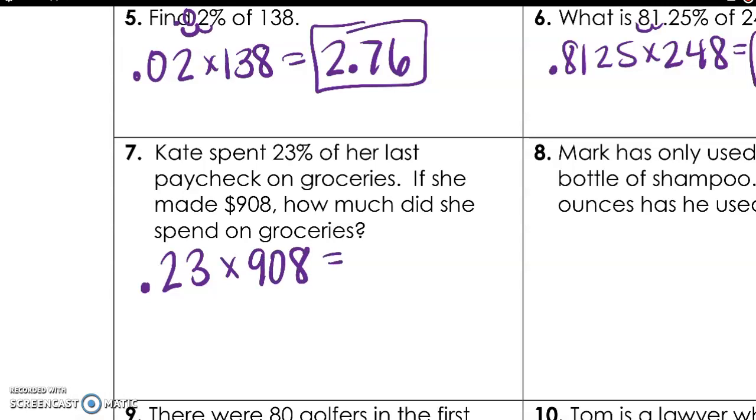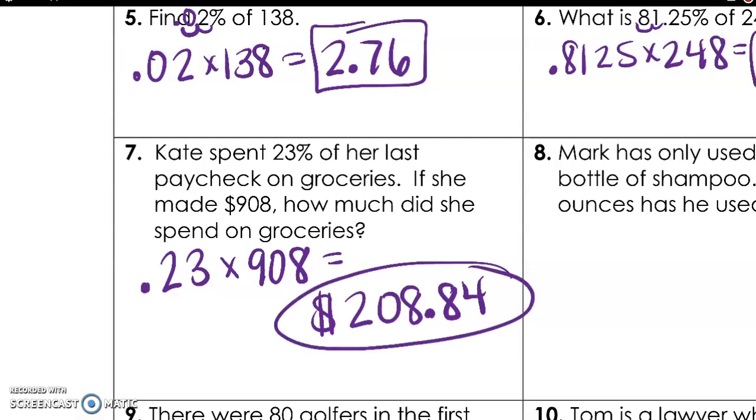908 was her total amount she made. She spent 23% of that on the groceries. So you're going to multiply that and you get $208.84. So remember, with money, we go to the nearest cent and we put a dollar sign in front of it.